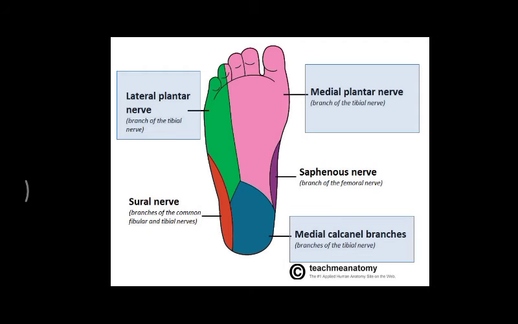The posterior tibial nerve provides sensation to the heel, and the medial and lateral sole of the foot. We can see this in this diagram. The blue boxes represent the posterior tibial nerve supply: the lateral plantar nerve supplies the lateral side, the medial plantar nerve the medial side, and the medial calcaneal branches supply the heel.